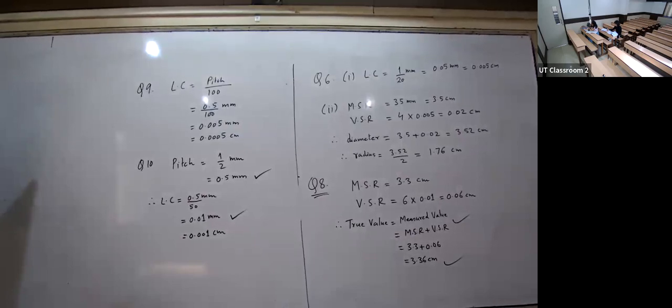So sleeve is main scale, thimble is circular scale. Least count is already provided. So convert everything into centimeter.